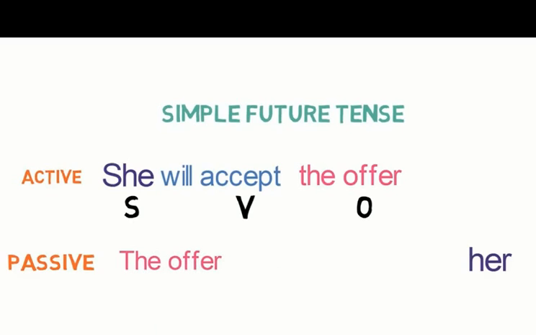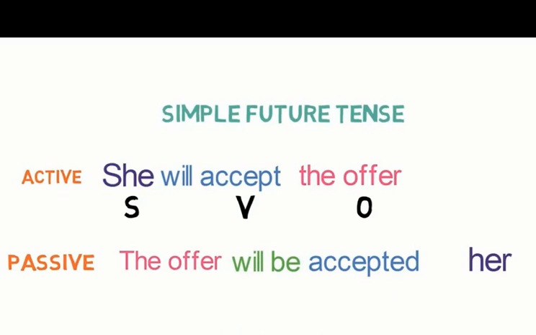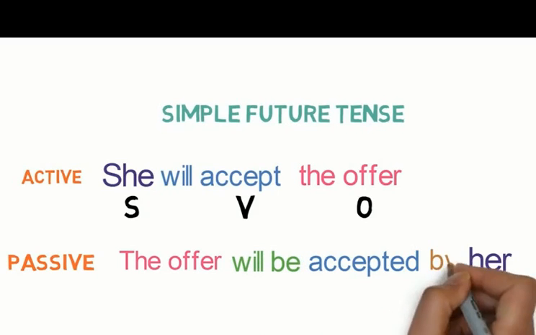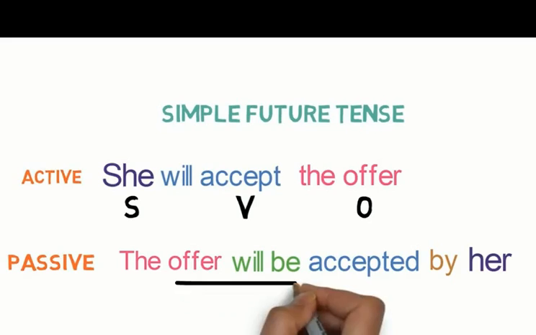Offer as an object, and for accept, the verb 3 is accepted, and the helping verb is will be. Now attach the preposition by before the subject. The final sentence is, the offer will be accepted by her.